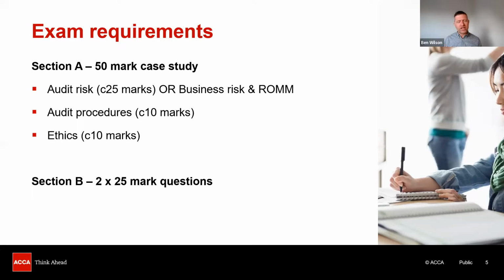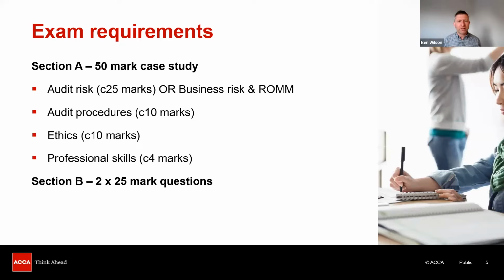Now, it's important in the ethics scenario that you don't write pre-learned answers. If you spot a familiarity threat in the scenario, you can't just generally write about familiarity threats. It won't earn any marks. You have to explain why there is a familiarity threat in this particular scenario. So rote learning, absolutely not. You have to respond to the specifics in the scenario. Okay, that's section A, 50 marks.